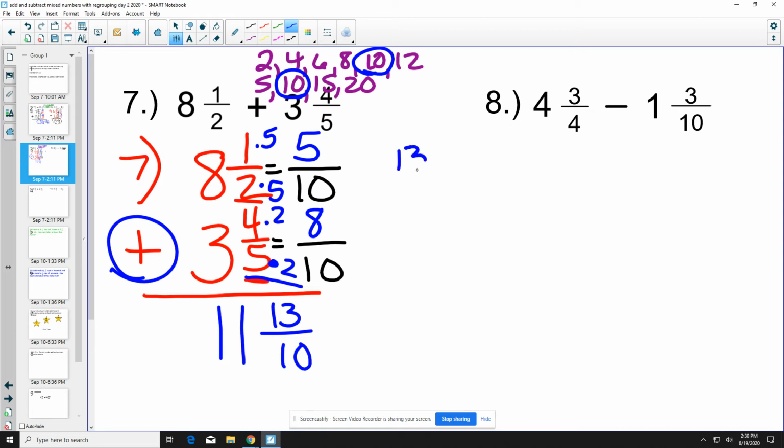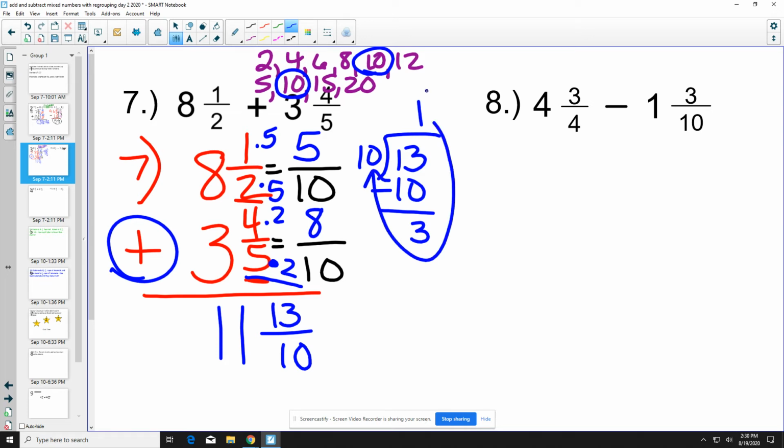So remember, when we have an improper fraction, what we're going to do is take 13 and divide by 10. So how many 10s go into 13? 1. 1 times 10 is 10. Subtract the 3. If I go in a circle, this is 1 and 3 tenths. Do you think 1 and 3 tenths is my final answer? No, it's not. Good job.